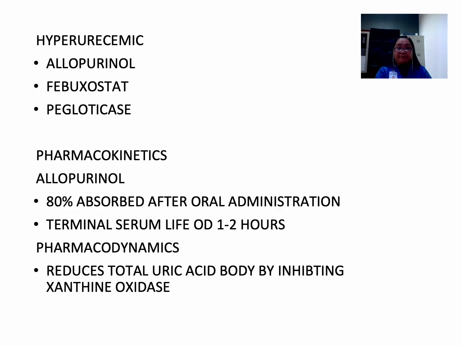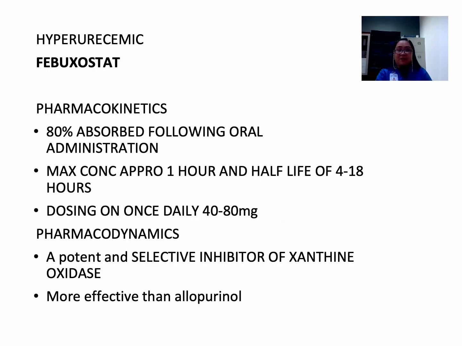Hypouricemic type of medicine. This is allopurinol, febuxostat, and pegloticase. Allopurinol, 80% absorbed after oral administration, and the terminal serum half-life is 1 to 2 hours. Again, the pharmacodynamics is it reduces the total uric acid in the body by inhibiting the xanthine oxidase.